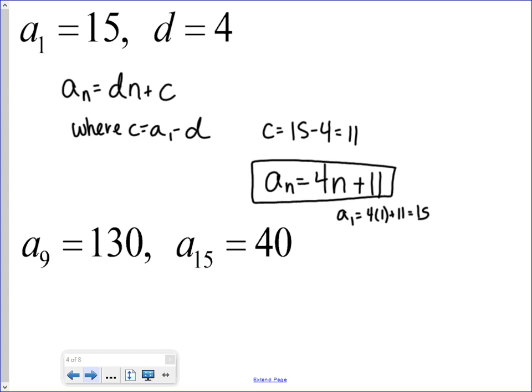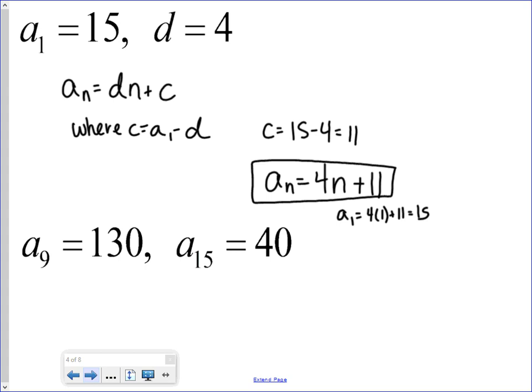That one's pretty easy. In the second example, I'm given the 9th term, a sub 9, is equal to 130, and the 15th term, a sub 15, is equal to 40. So what I'm seeing from the 9th to the 15th term is that the terms in my sequence are decreasing. So I'm thinking ahead of the game here, my common difference is going to be negative. But I make a big jump from the 9th to the 15th term.